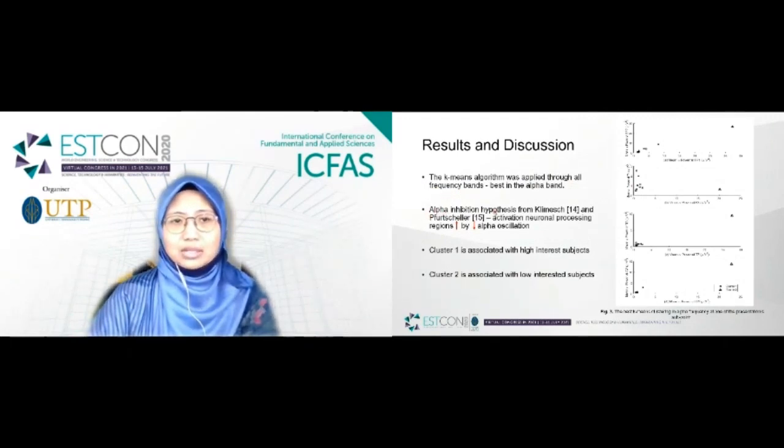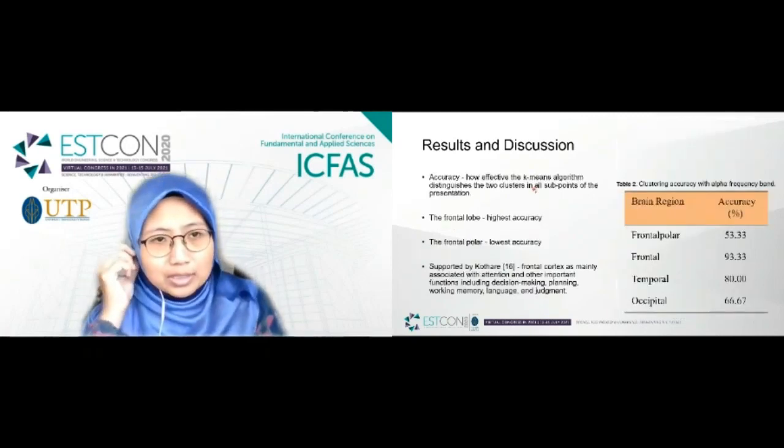By using the alpha inhibition hypothesis from references 14 and 15, which suggests that activation of a neuronal processing region is increased by a decrease of alpha oscillation, we can see from this figure that the subjects in cluster 1 are associated with high interest because of low alpha power activation, while students who belong to cluster 2 are associated with low interest because it is represented by high alpha oscillation. This is a good biomarker to detect situational interest.